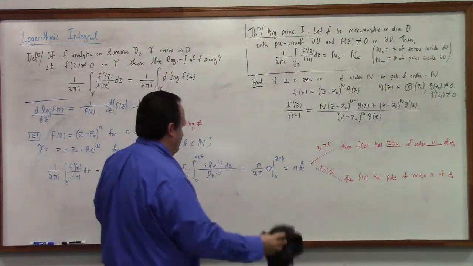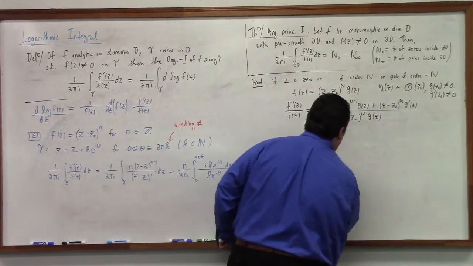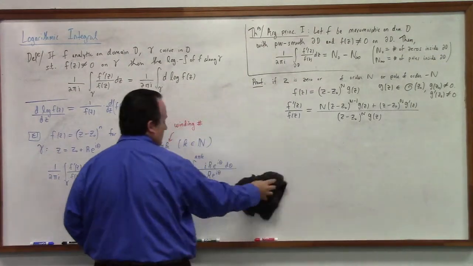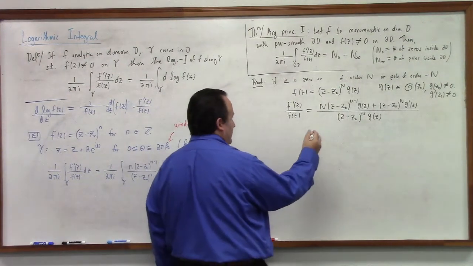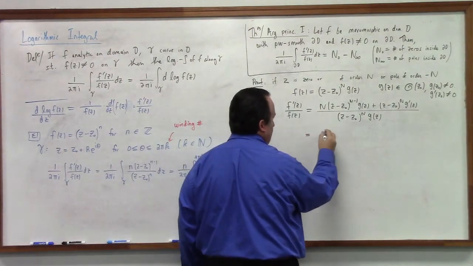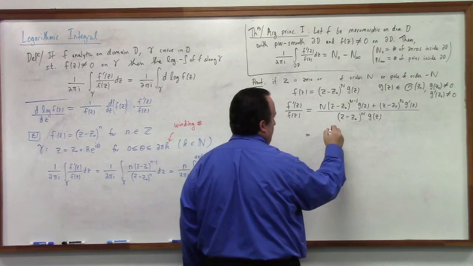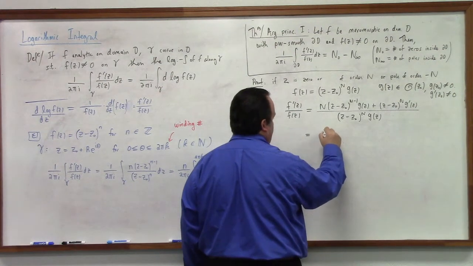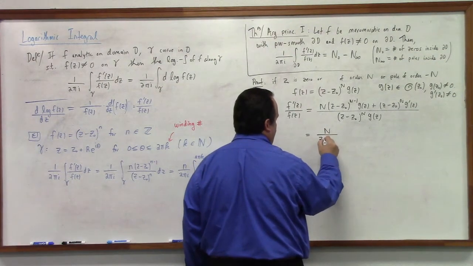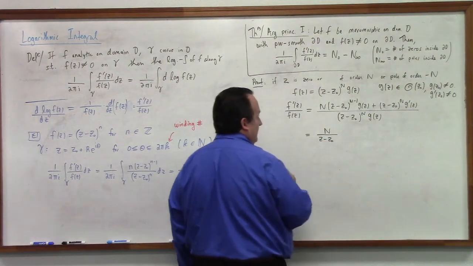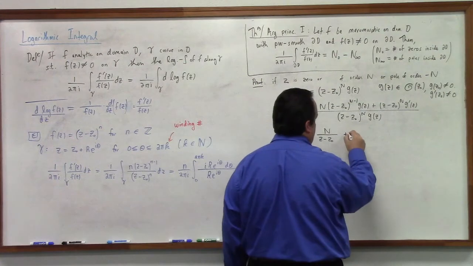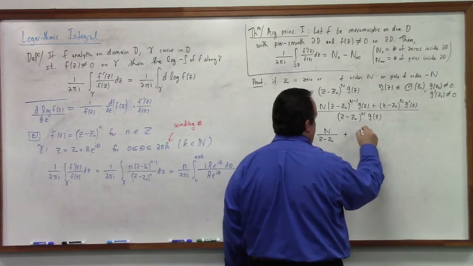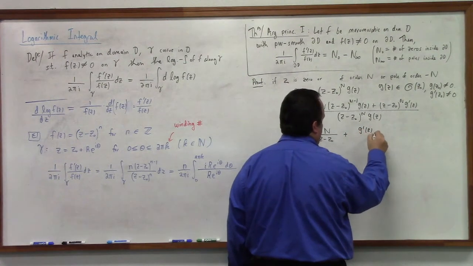So you get n times (z minus z naught) to the n minus 1 out front. So we just get a big N over z minus z naught. But you still have your g prime, plus g prime of z over g of z.